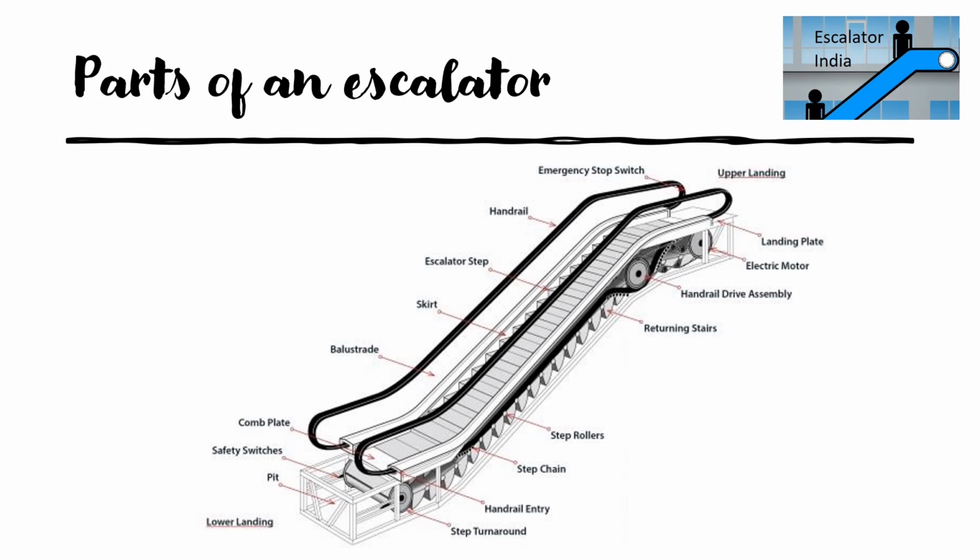First, when you enter the escalator you will see the landing plate. The landing plate will be in the lower region as well as the upper region. If you are climbing the escalator from down to up, you step onto the landing plate, then the steps will come and take you to the upper landing, and then you will exit. So both at entry and exit there will be landing plates.